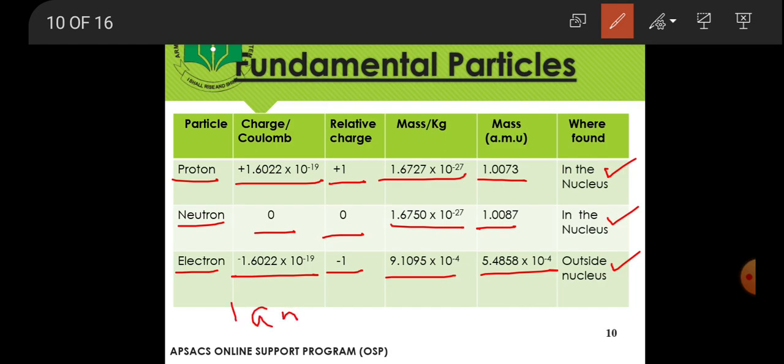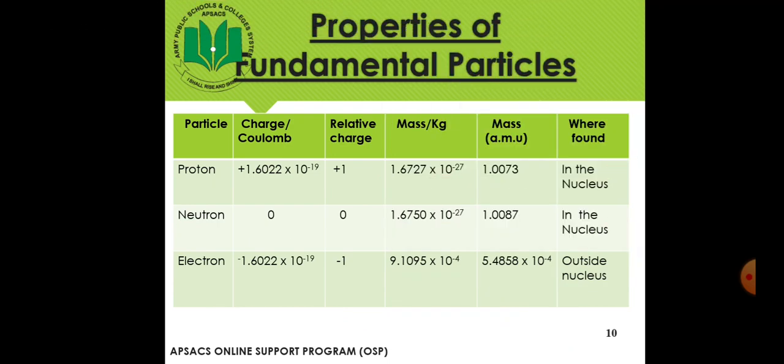1 AMU is equal to 1.6 × 10^-27 kilogram. You have to remember this table and this conversion. It can come in the MCQs.